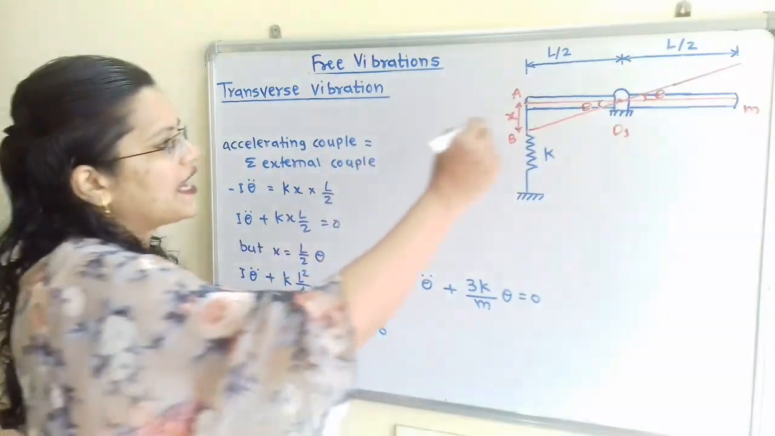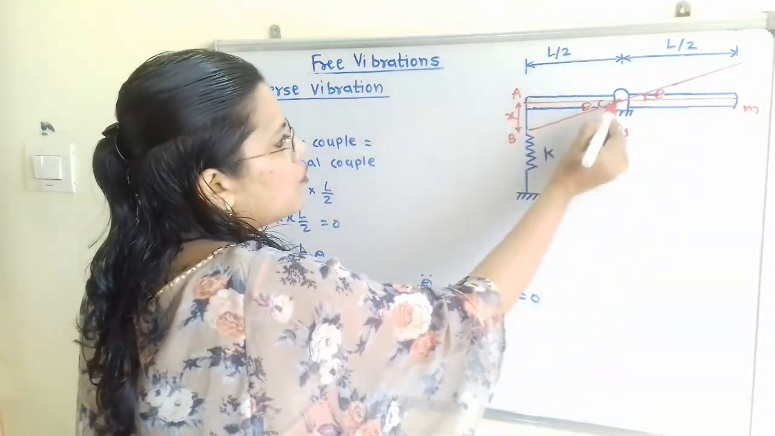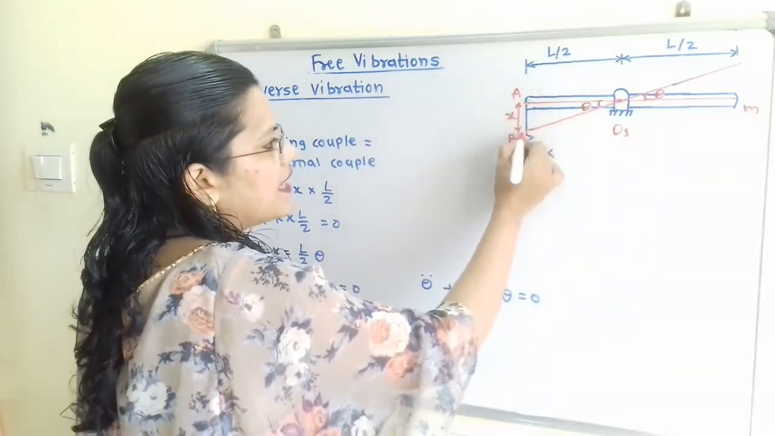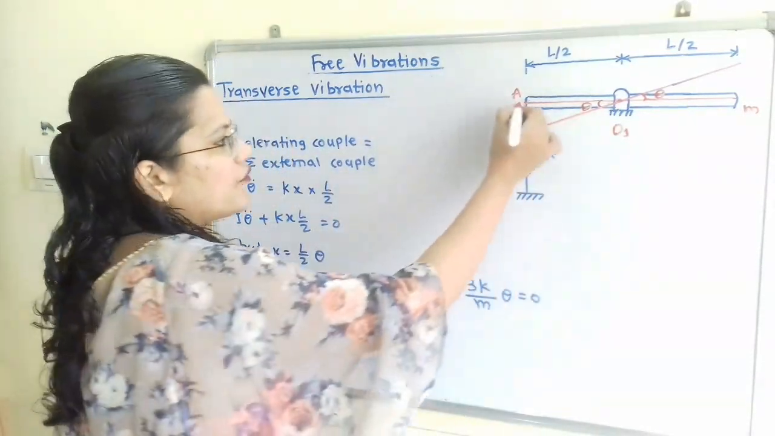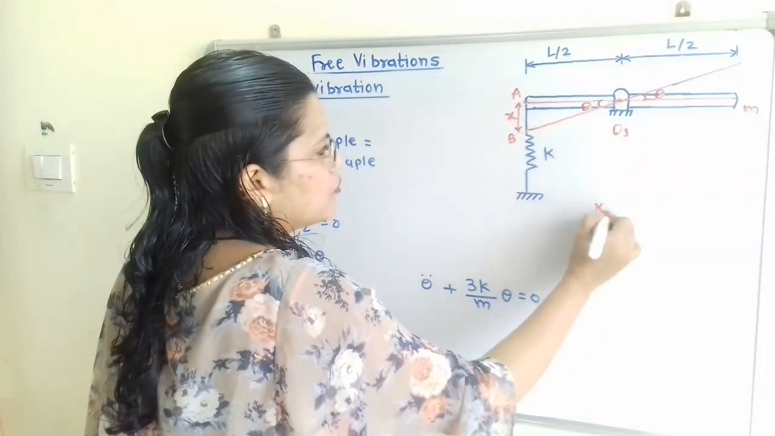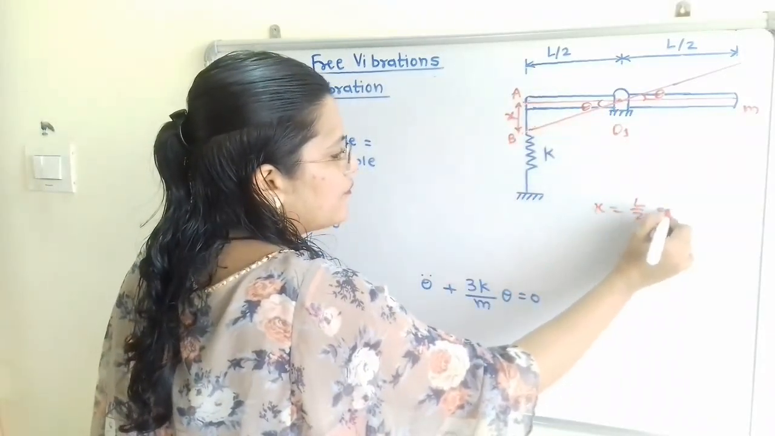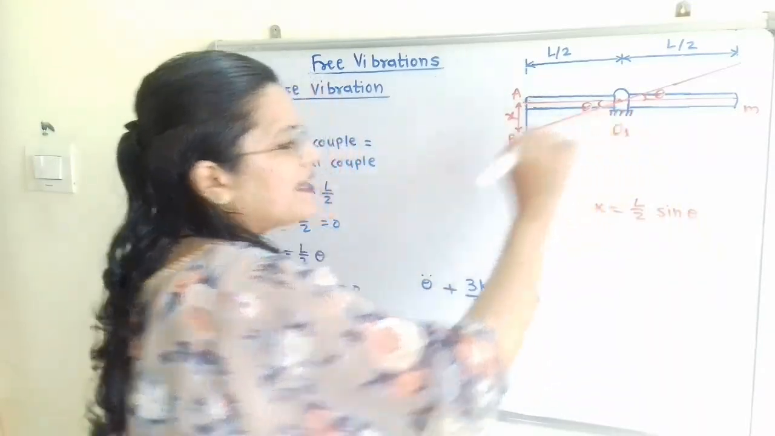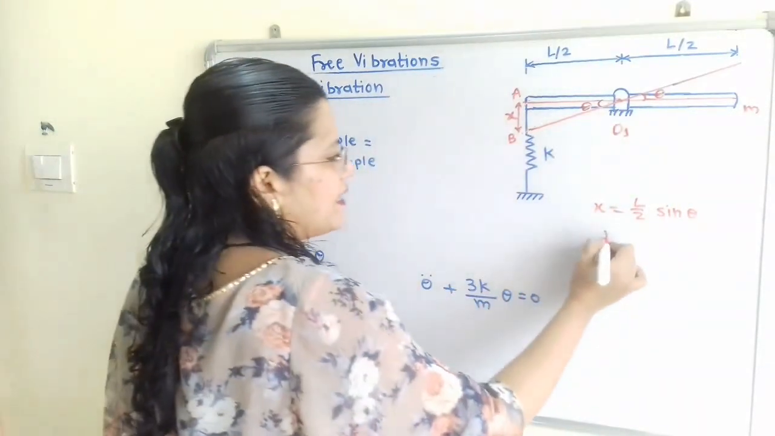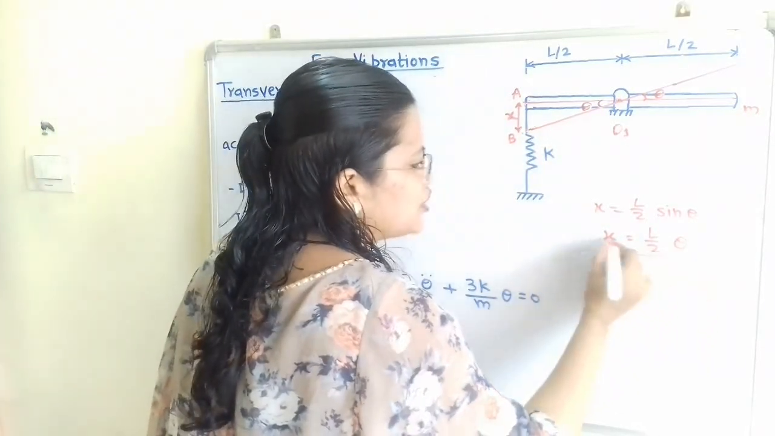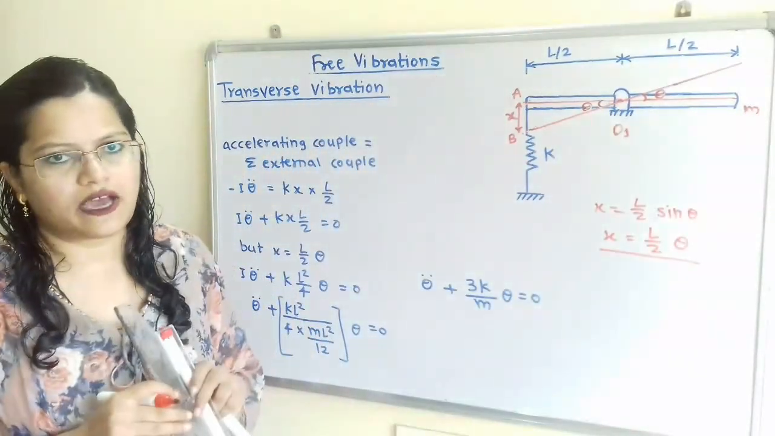Now from this triangle we know that A to O1 is L by 2. So how can we define this x in terms of theta? We know that x is equal to L by 2 sine of theta. But this theta is very small, so we can say that x is equal to L by 2 theta. So this is the relation between x and theta.